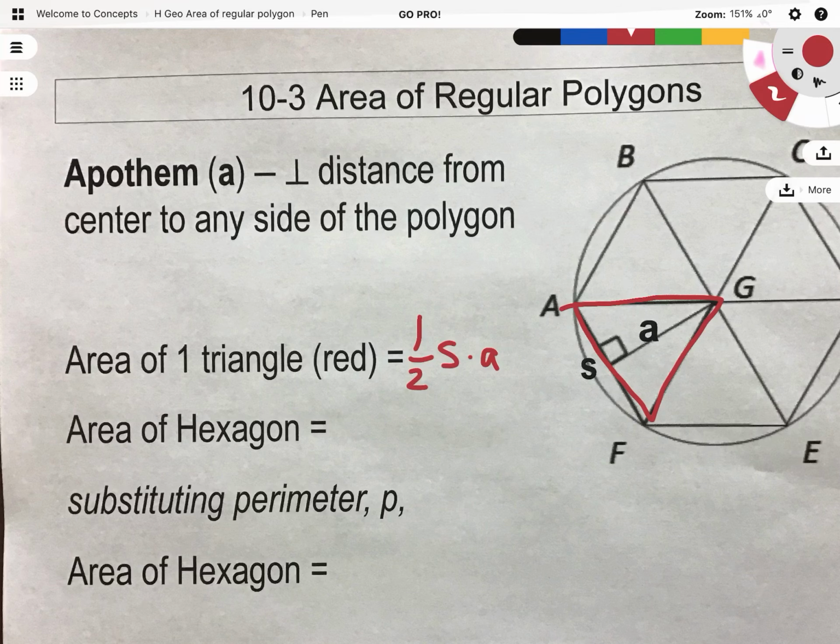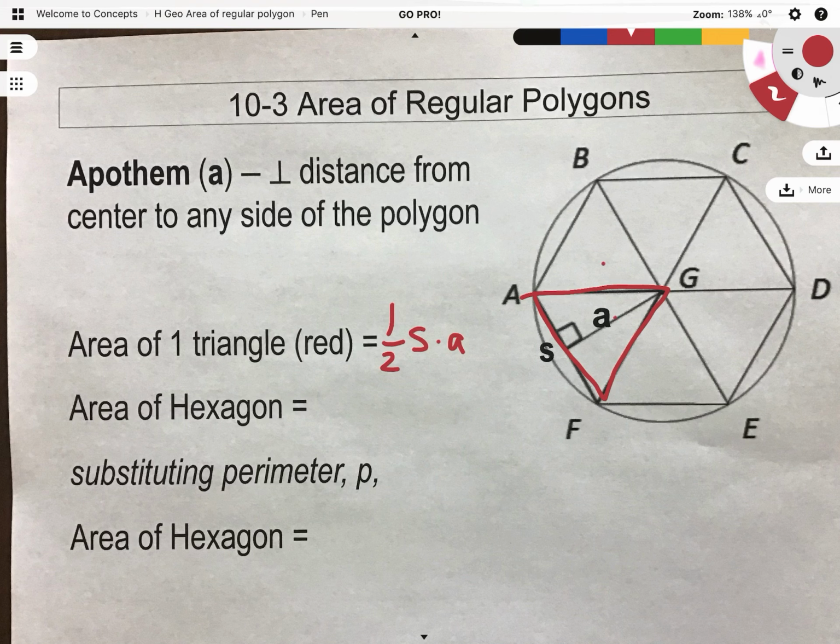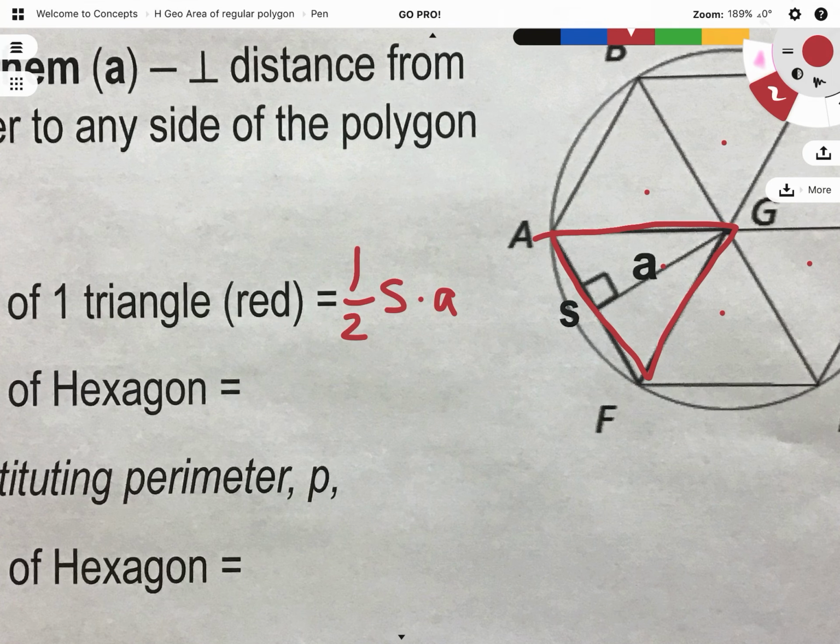And now what is the area of the hexagon? Well, how many triangles do we have? We have 1, 2, 3, 4, 5, 6. So we can just multiply that by 6. But in general, it's the number of triangles, or number of sides, times the one triangle. So what we can say is n times 1/2 s times a. The number of sides times one triangle is equal to the area of the hexagon.